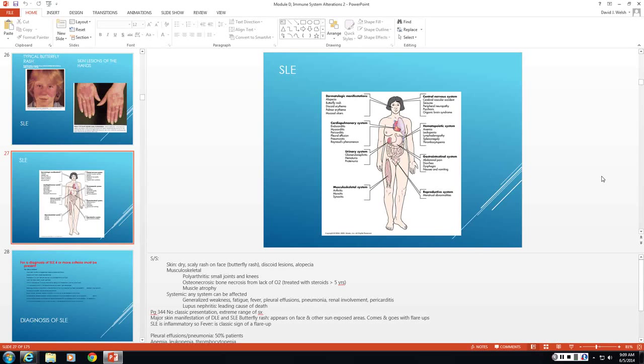You're going to be more apt to have pleural effusions, pneumonia, like we talked about, with the glomeruli getting infected, your renal involvement, pericarditis. And with the renal involvement, you're going to have lupus nephritis, which basically is the leading cause of death. The kidneys shut down.